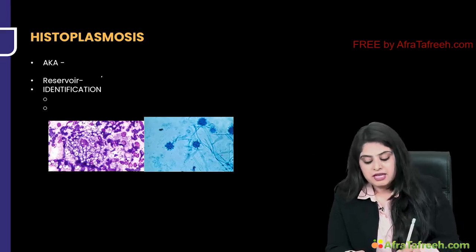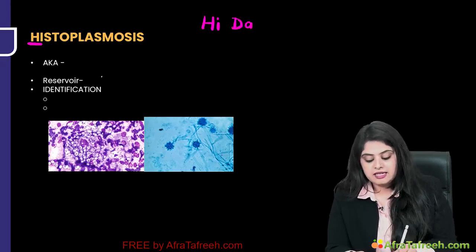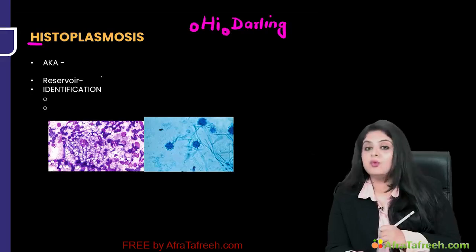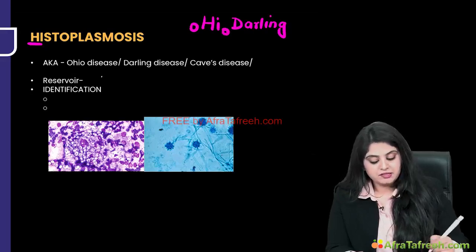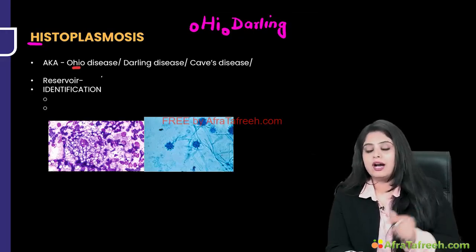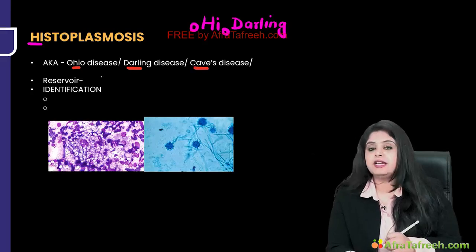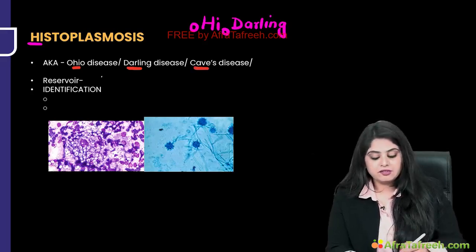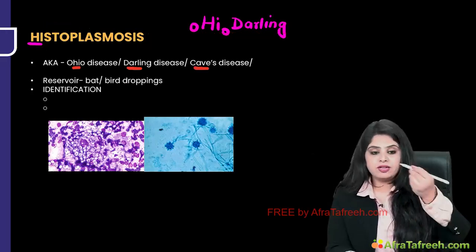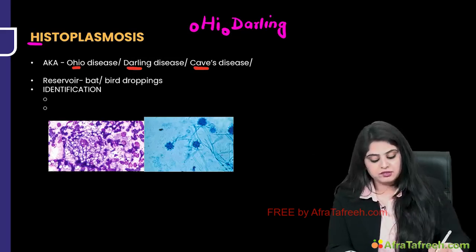What is the other name? I always used to say high for histoplasmosis, high darling, and this is also known as Ohio disease. So remember, this is going to be O high, so high darling for histoplasmosis, high Ohio disease, also known as Darling's disease and also known as Cave's disease, right? So you will say that fine, when this histoplasma comes inside our body, which cell does it go into? That gives it its last name.